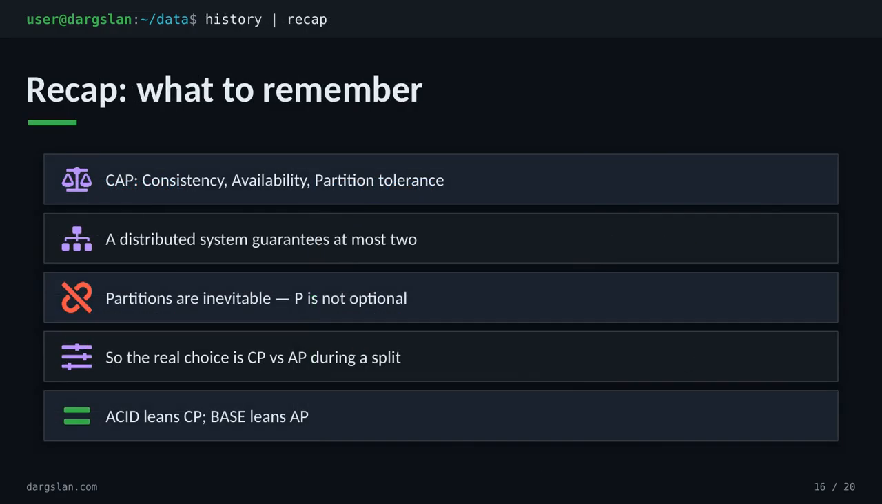So let's pull the threads together. CAP names 3 properties: consistency, availability, and partition tolerance. And a distributed system can only fully guarantee 2 of them. But since partitions will happen whether you like it or not, P isn't really on the table. The real decision is what you do during a split, CP or AP. And as a rough mental shortcut, ACID-style databases tend to lean CP, while BASE-style systems lean AP.